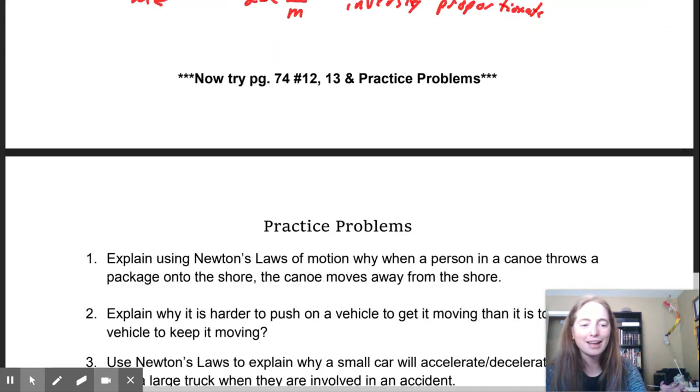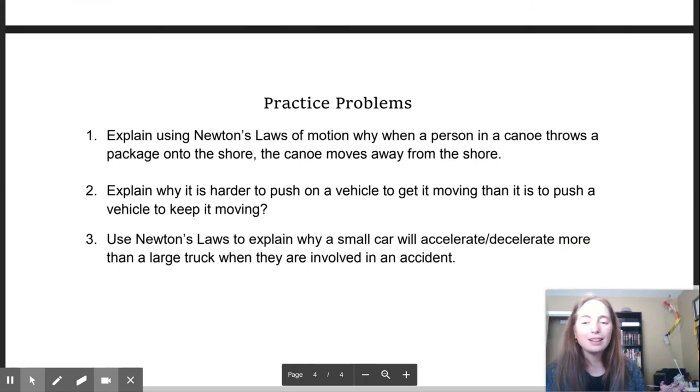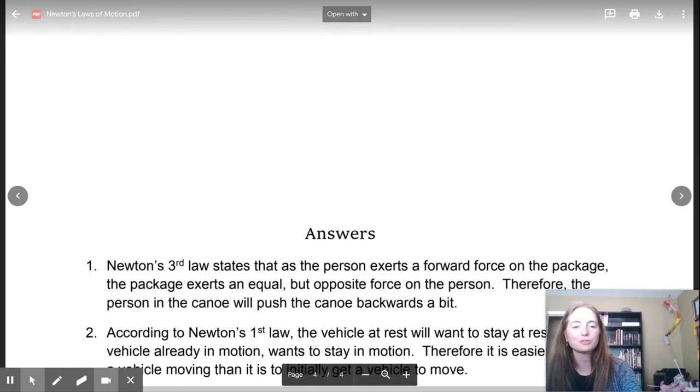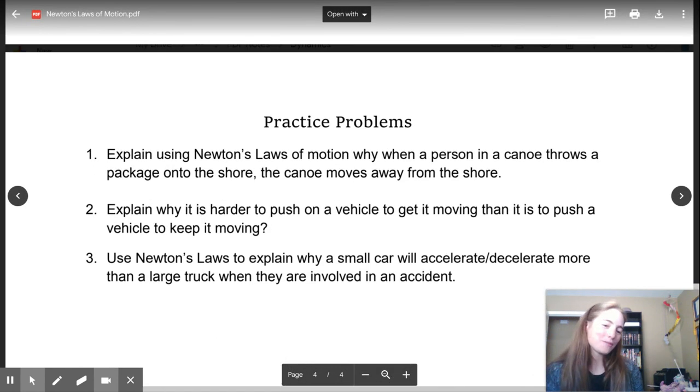So ladies and gentlemen, we've got some practice problems there from your workbook for you guys to take a shot at. And then we've got these 3 questions here, which are more practice problems for you to do. And the answers are on the same page in your notes. All right, so give the practice problems a try.